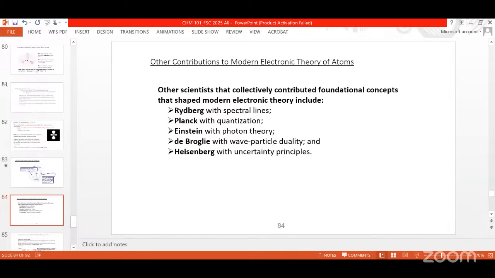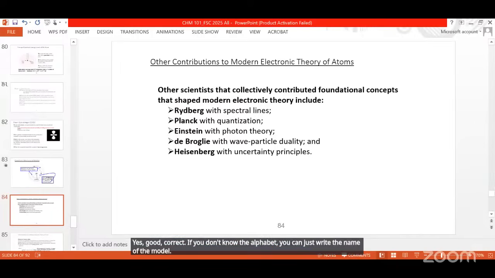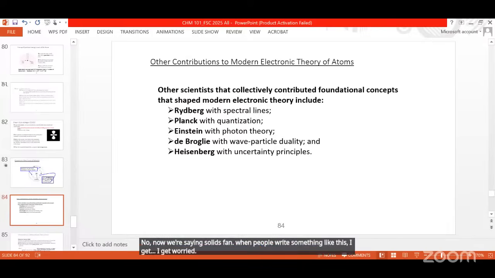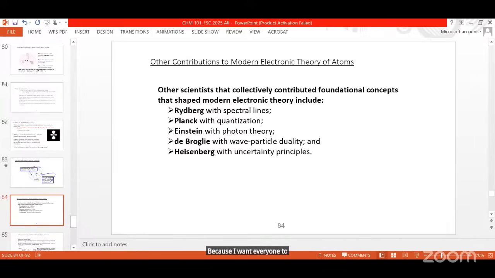We have just a few minutes. Which one? Okay, good. Yes, good, correct. If you don't know the alphabet, you can just write the name of the model. No, now we are saying solid sphere now. When you people write something like this, I get worried, because I want everyone to just follow the story.